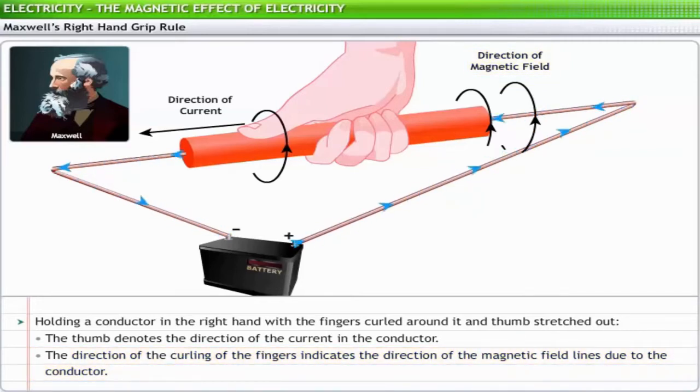In the example shown, the current in the wire AB passes in the direction of the thumb, from end A to end B. The direction of the magnetic field due to the current in the wire is represented by the curl of the fingers, as shown.